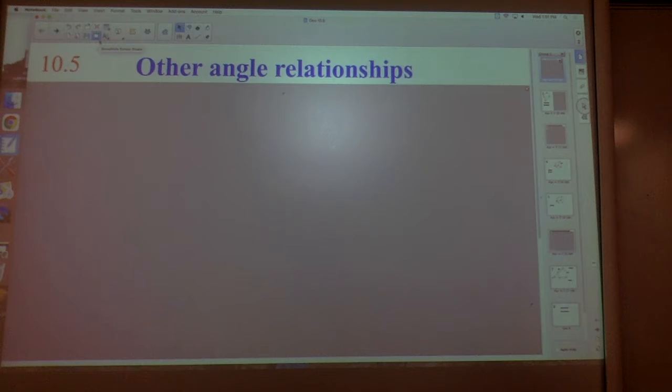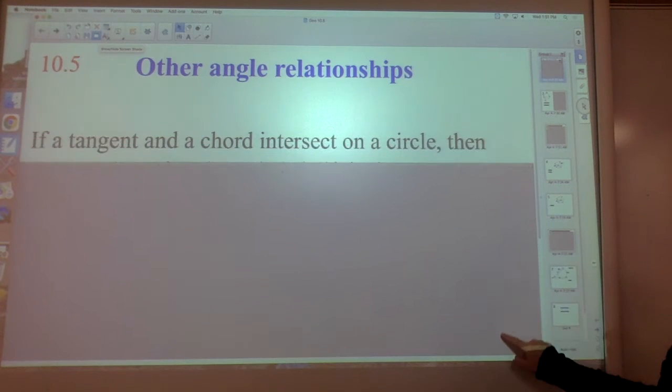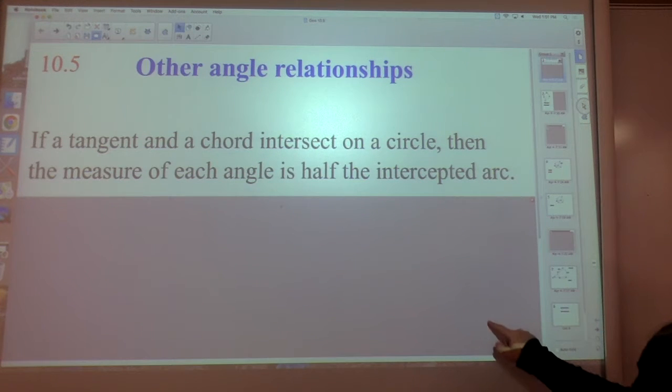Let's do our notes for geometry, chapter 10, section 5. We're going to be talking about other angle relationships. Still with circles, of course, in chapter 10.